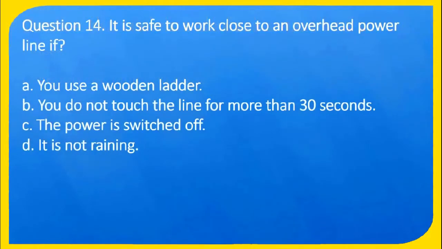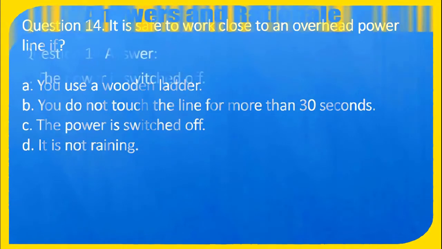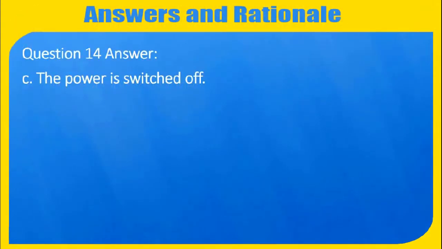Question 14. It is safe to work close to an overhead power line if A. You use a wooden ladder. B. You do not touch the line for more than 30 seconds. C. The power is switched off. D. It is not raining. Question 14. Answer C. The power is switched off.